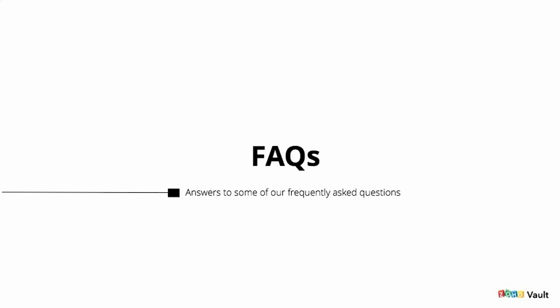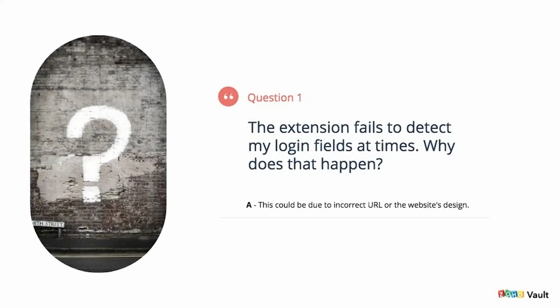Let's start with question 1. The extension fails to detect my login fields at times. Why does that happen? So, as I earlier mentioned, you can ensure that your inactivity timeout is not very low. That's one. And you can also ensure that you've enabled autofill on subdomains as well. And apart from that, there's another key factor that determines the smooth functioning of auto login, which is the login URL that you saved your password entry.